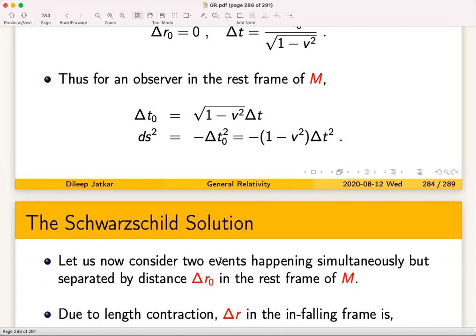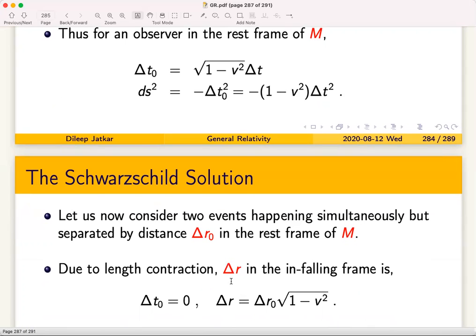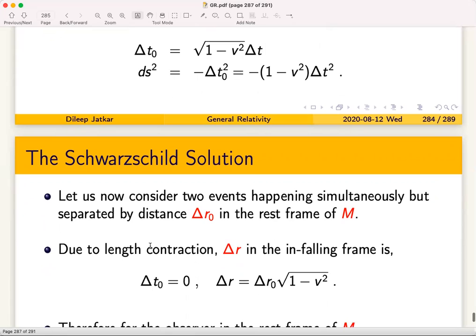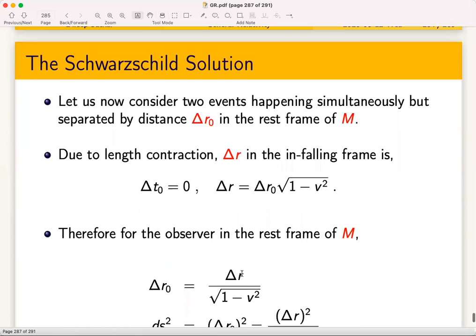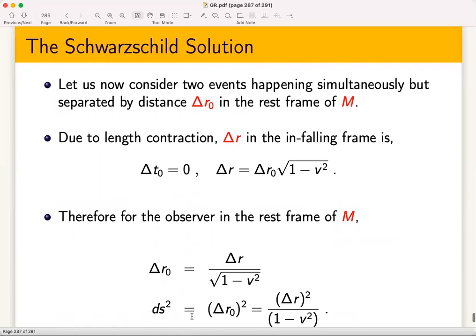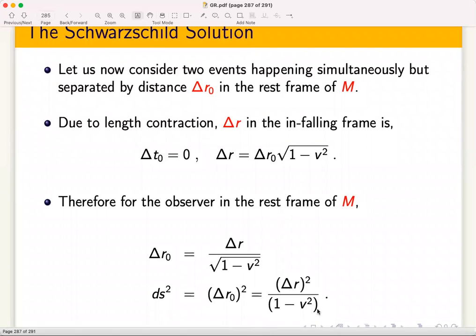But that fellow again knows that the probe is falling in, moving with some velocity v, and therefore the probe will see length contraction, and the delta R seen in the infalling frame should be like this. Delta R is equal to delta R naught times square root of 1 minus v squared, because length should be contracted in the frame of the infalling probe. Therefore the observer in the rest frame of M would say that in this particular event delta R naught would be delta R upon square root of 1 minus v squared, and therefore the metric will be delta R naught squared, which is delta R squared upon 1 minus v squared.